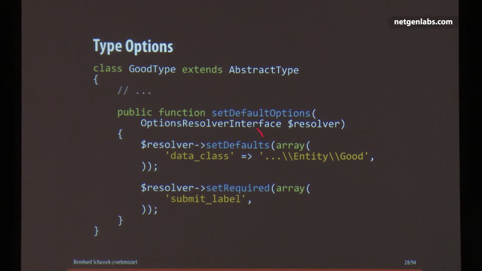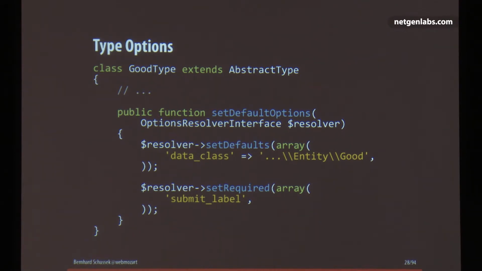The second important method that we specify in most of our types is called setDefaultOptions. You remember that we passed the data class option to create form builder before? We can use this method to set the defaults for some options or to override them. So for example, data class option should be DeepSpace1GameBundle Entity Good. We can do that. We receive an options resolver that is just a helper class to set the requirements for our options.